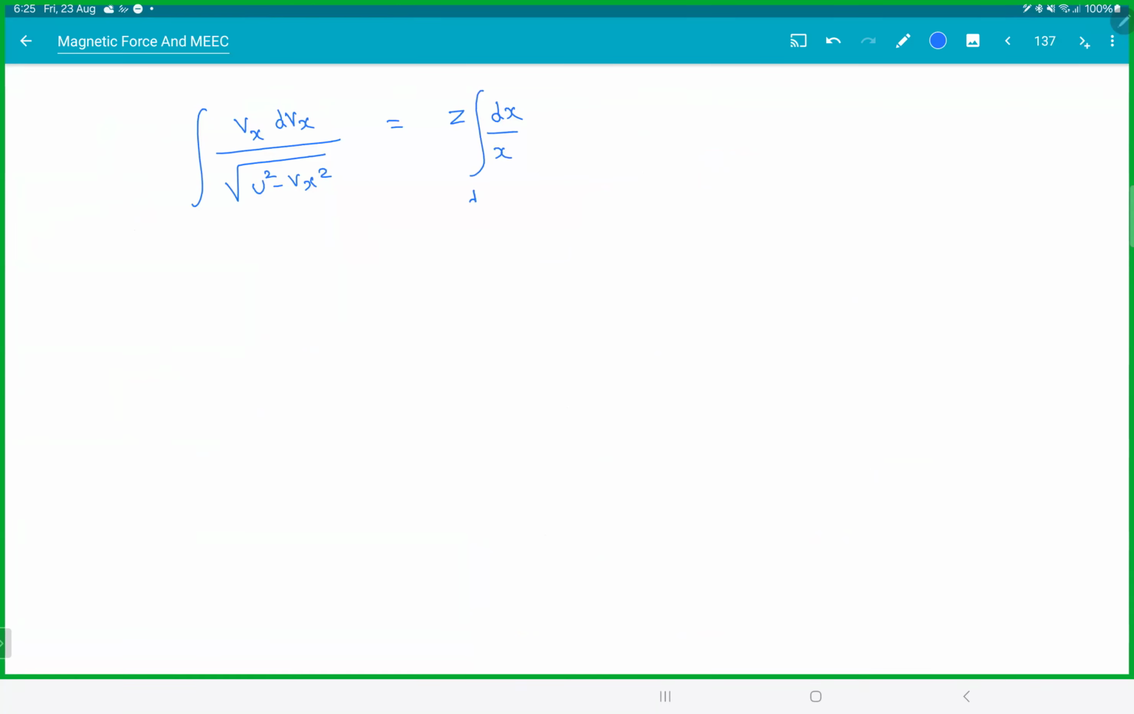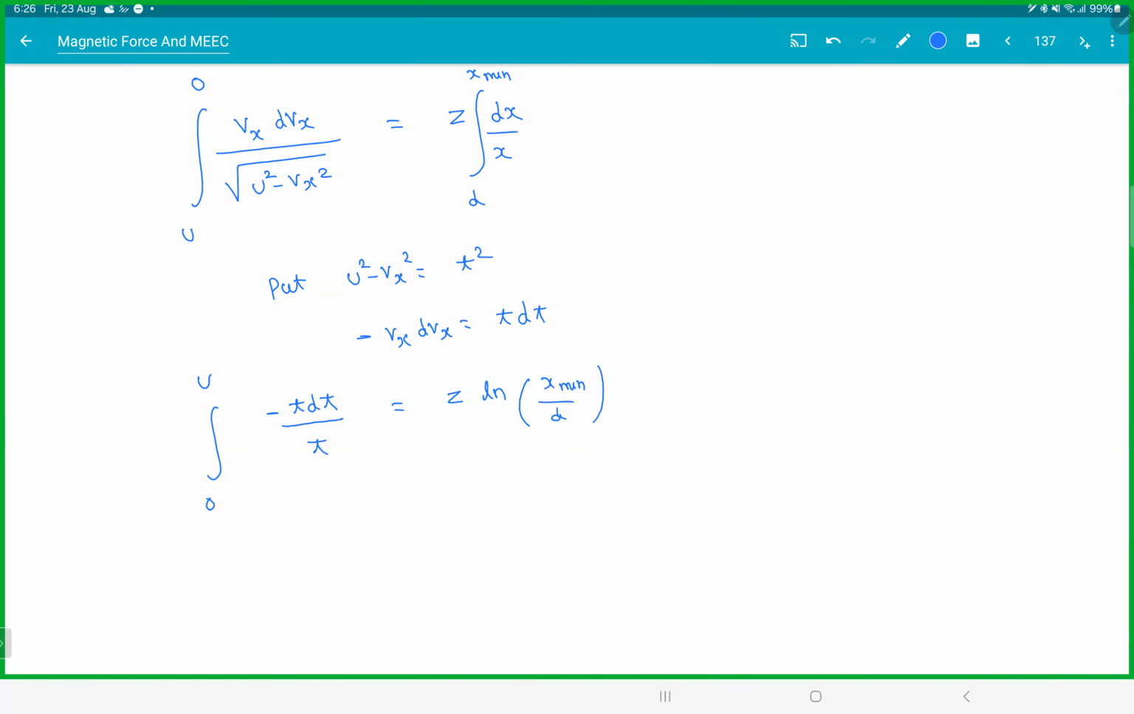Limits. When initially x is d, this is x minimum. This guy is initially vx is u and finally it is 0. Then integration by substitution. Put u square minus vx square is equal to some t square, minus vx dvx is equal to t dt. Limits also will change. This will become 0 to u and that will become minus t dt by t, and that becomes, that said, ln x minimum by d.